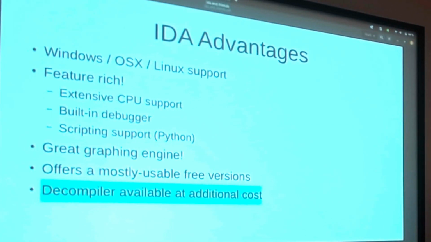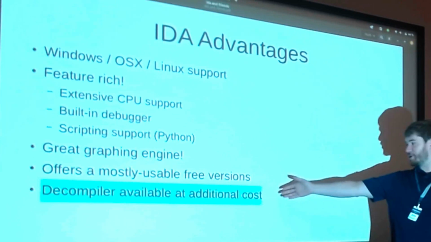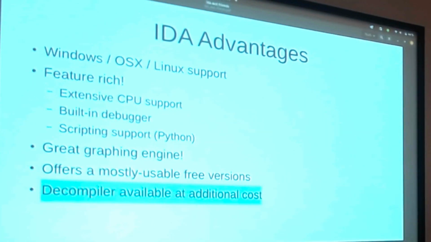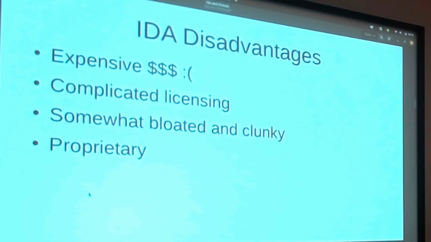Hex-Rays, the company, offers a decompiler at additional cost. And I think it's on the order of $1,000 per CPU type that you want a decompiler for. It is one of the best decompilers around, in my opinion again, but it is very expensive. So disadvantages, for an academic setting, it's hard to recommend IDA above anything else just for the cost.